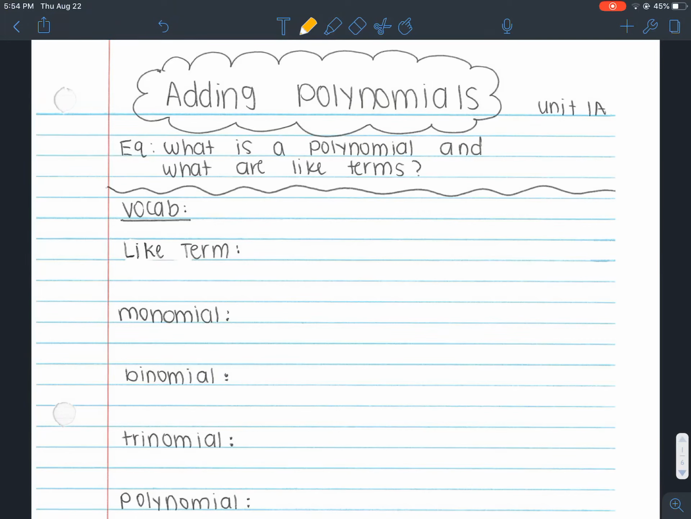Hey guys, welcome to the notes for adding polynomials. Our essential question is, what is a polynomial and what are like terms?